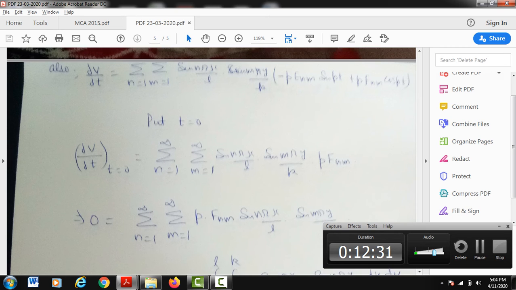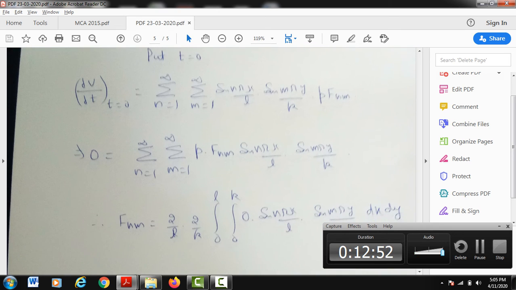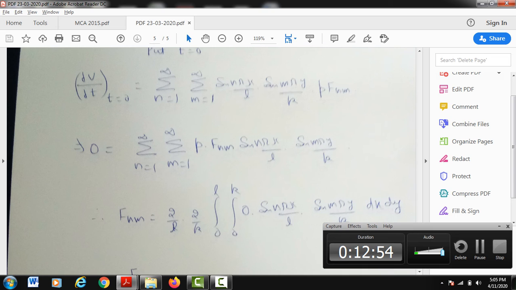So what I will get, curly v over curly t when t is 0, is sigma n varies from 1 to infinity, sigma m varies from 1 to infinity, sin n pi x over L, sin m pi y over k into this factor, which will be 0. Here it will be p f n m, cos 0 is 1. So this is 0, as this condition is given to you as 0, equal to sigma n varies from 1 to infinity, m varies from 1 to infinity, p into f n m sin n pi x over L, sin m pi y over k.